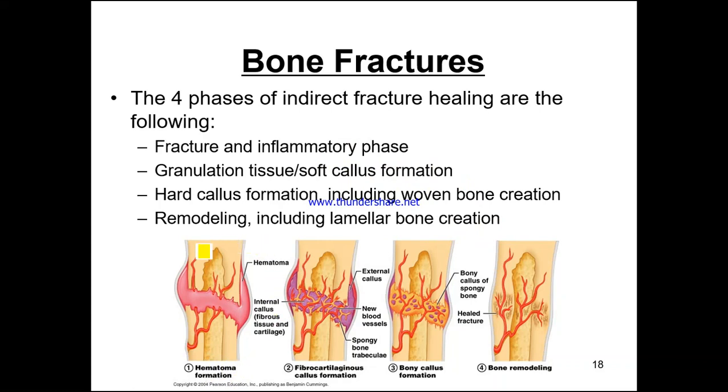This is when we first see the patient who has fractured the bone. We see the bone is fractured, we see the hematoma starting to form. The second stage is the fibrocartilaginous callus formation. This is where we have the new blood vessels starting to reattach and the spongy bone trabeculae starting to make a network mesh between the two fracture points.